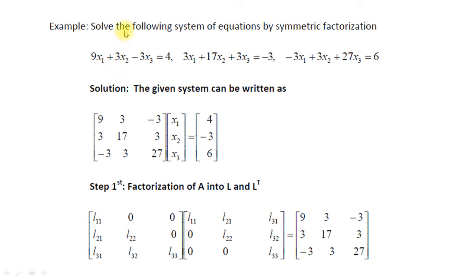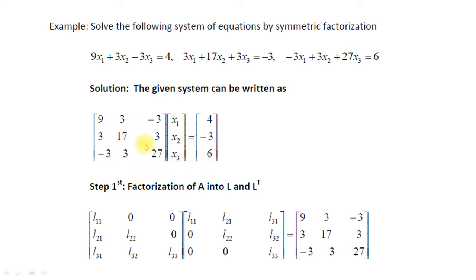For example, to solve this system by symmetric factorization, that is, to solve the system by the Cholesky method. You see over here, this is the first equation of the system, 9x1 + 3x2 - 3x3 = 4, and the second equation 3x1 + 17x2 + 3x3 = -3, and the third equation -3x1 + 3x2 + 27x3 = 6. Now write the system in matrix form. You see over here, this is the coefficient matrix, this is the unknown matrix, and this is the constant matrix.